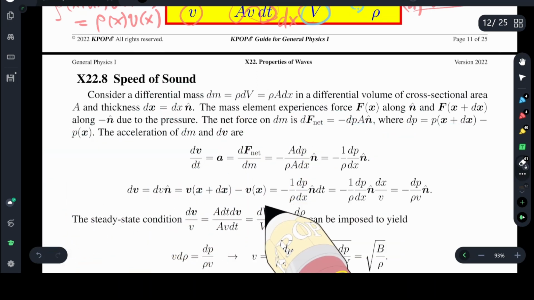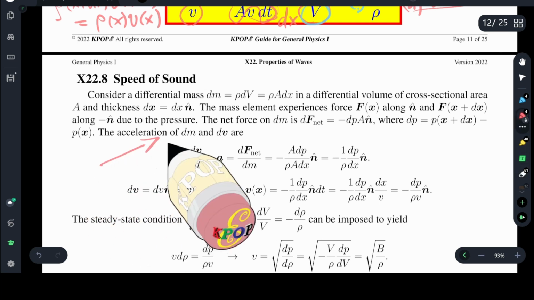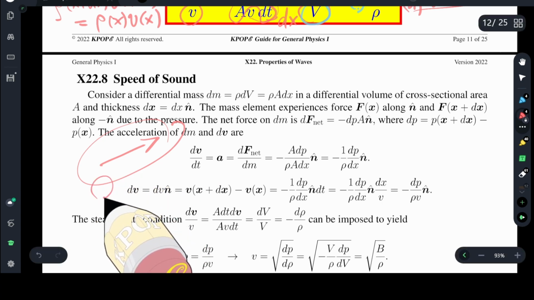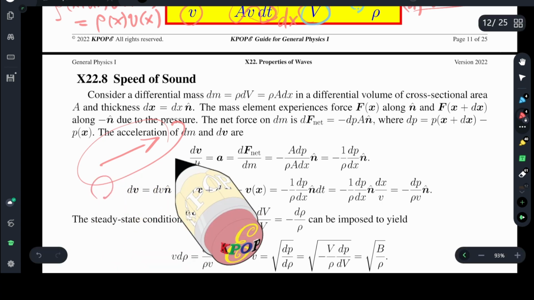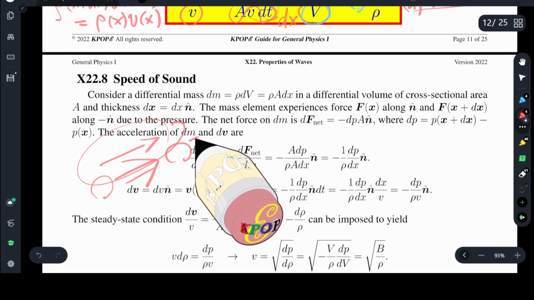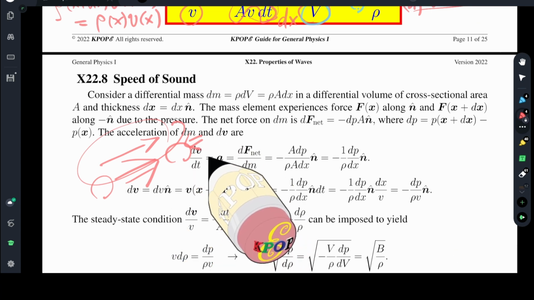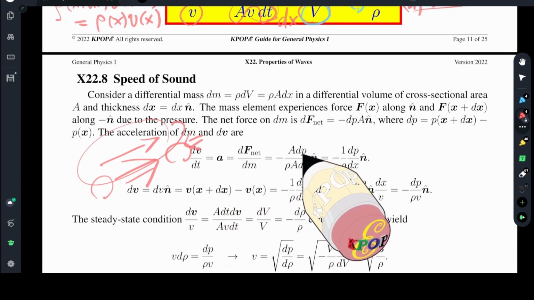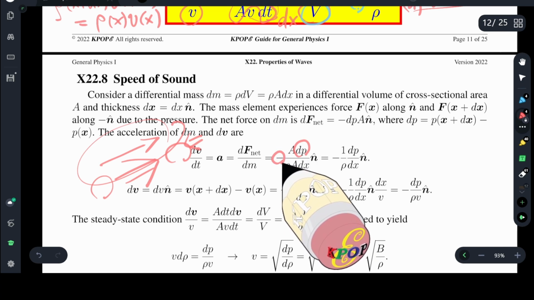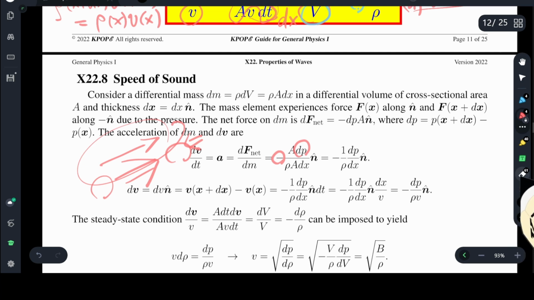So acceleration is positive only if the left side pressure is greater than the right side pressure. This is stronger and weaker. That means the pressure must decrease. Acceleration is positive only if the pressure decreases. That's why we have the negative sign in front of dp. So everything is ready.